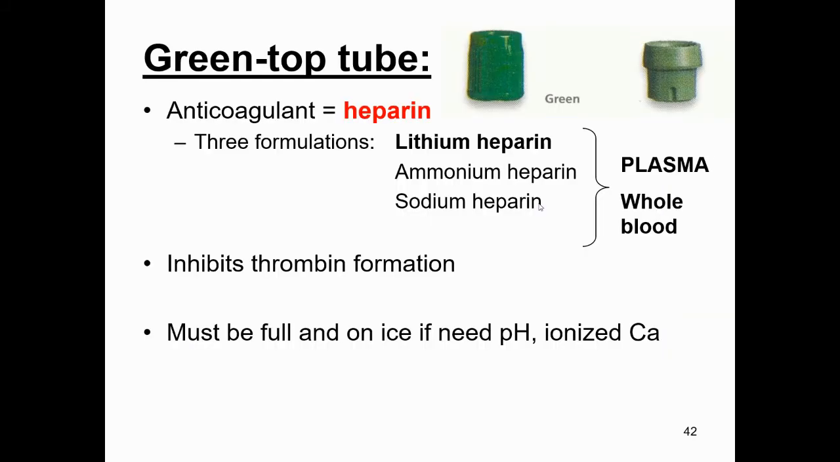So for the green top, the anticoagulant is heparin. We have three types of heparin: lithium heparin, ammonium heparin, and sodium heparin. Heparin inhibits thrombin formation, and again it must be full and on ice if you need pH and ionized calcium, when you are checking different gases like ABG, arterial blood gases, such as pH and ionized calcium.